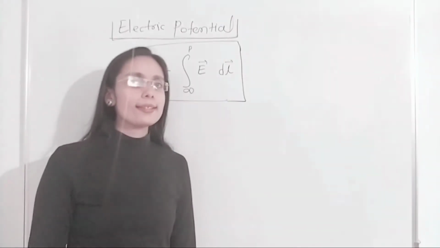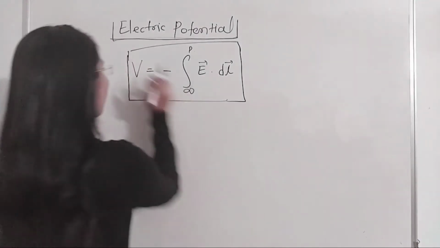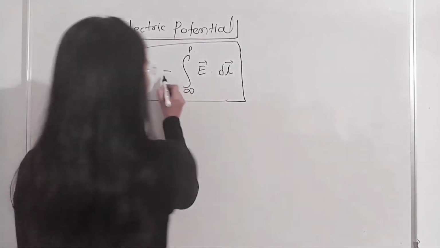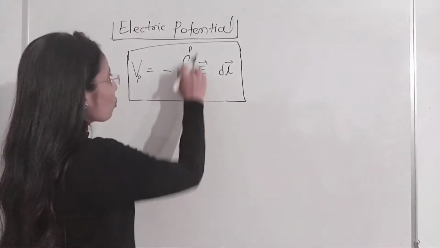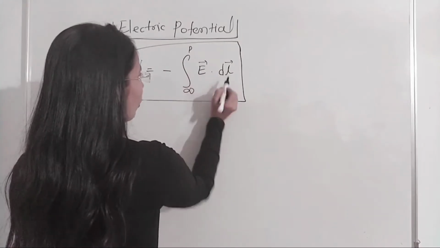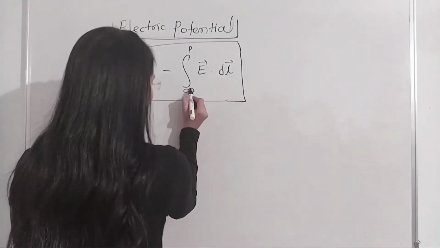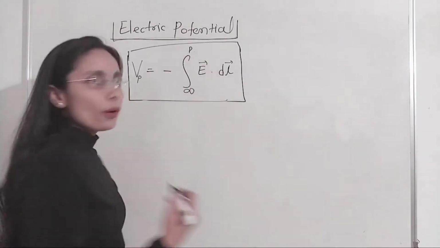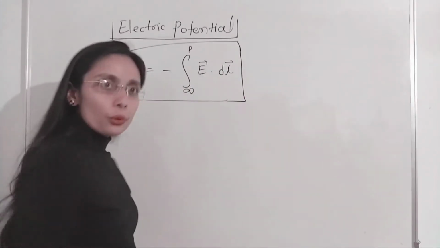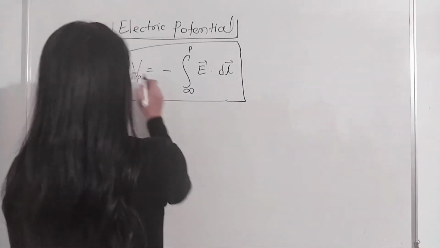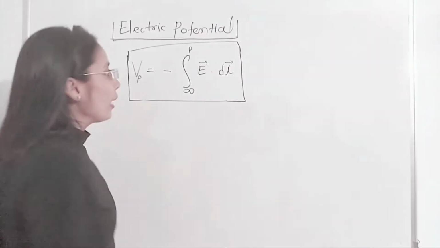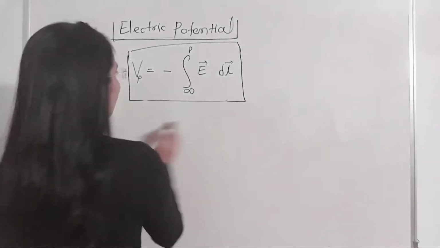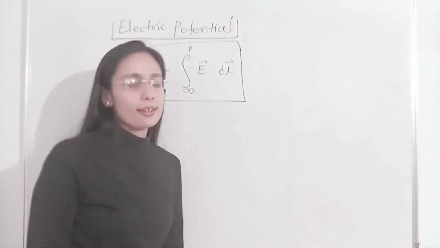Everyone, our today's topic is electric potential, that is Vp, the electric potential at a point P, which is equal to minus the integral from infinity to point P of E bar dot dl bar. Infinity is the point from which we pick up the charge, and point P is the point at which we have to drop the charge. So this is the formula for electric potential.